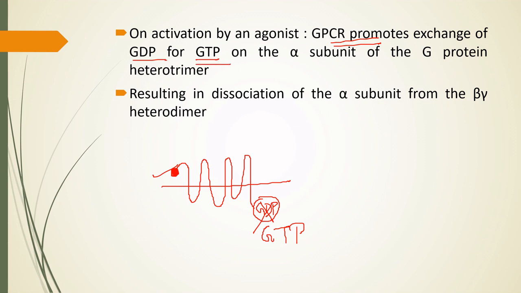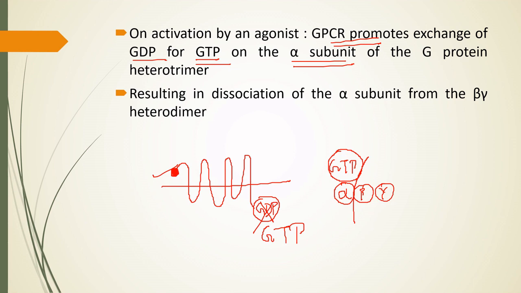And where is it occurring? It is occurring on the alpha subunit. You had 3 subunits, one was alpha, one was beta and one was gamma. So now after it has been activated, the GDP has been removed and GTP is present now in the alpha subunit. Once GTP binds to the alpha subunit, the GTP and alpha subunit complex basically dissociates from the beta gamma component.